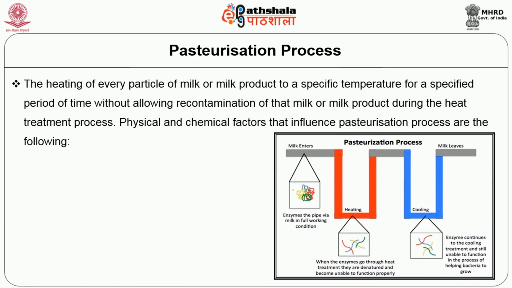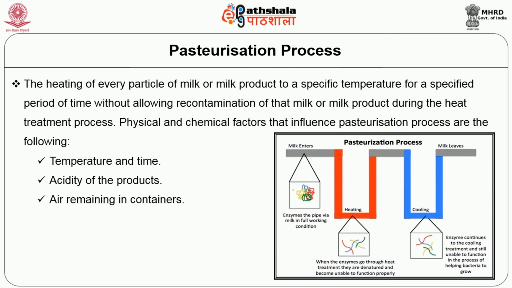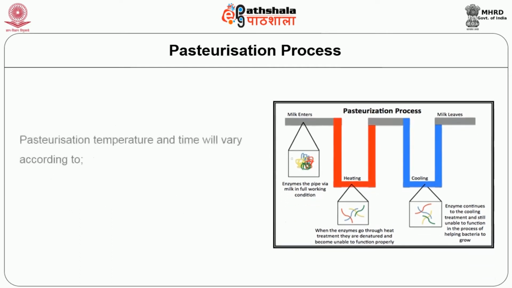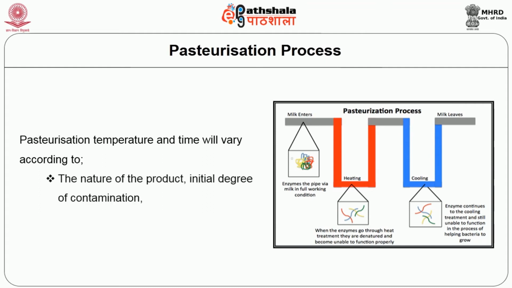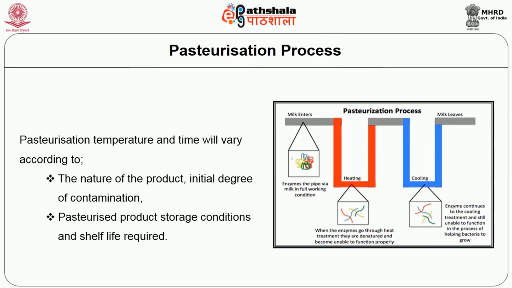Physical and chemical factors that influence the pasteurization process are the following: the time and temperature, the acidity of the product, and the air remaining in the containers. The pasteurization temperature and time will vary according to the nature of the product, the initial degree of contamination, the pasteurized product storage condition and its shelf life.